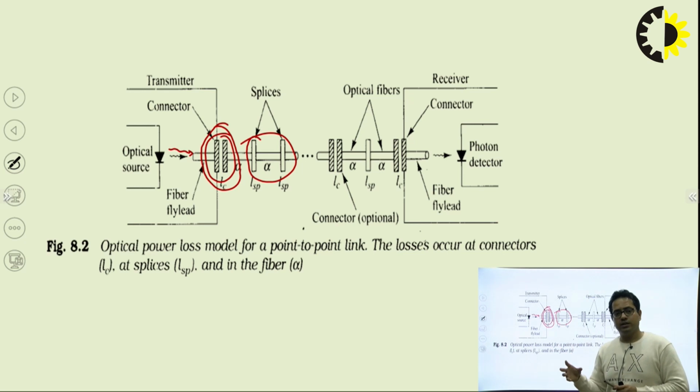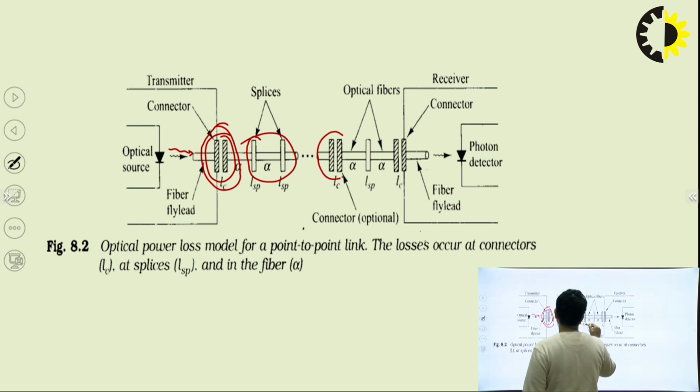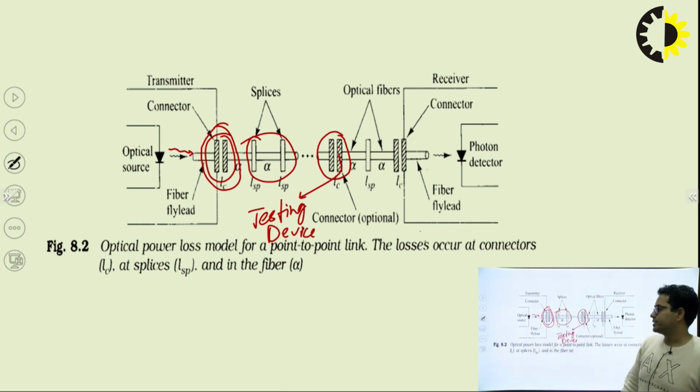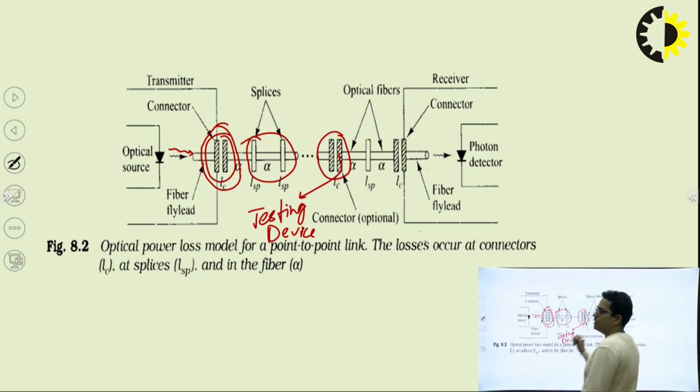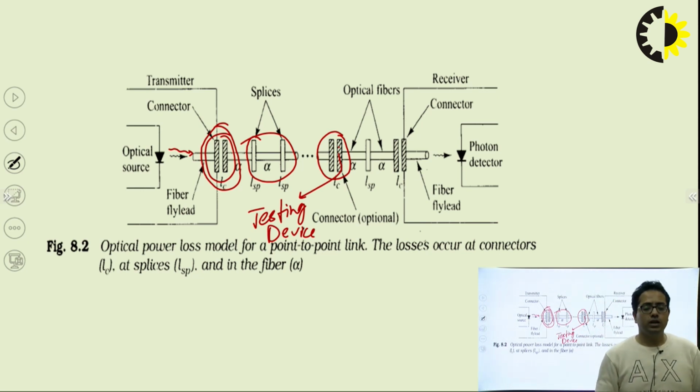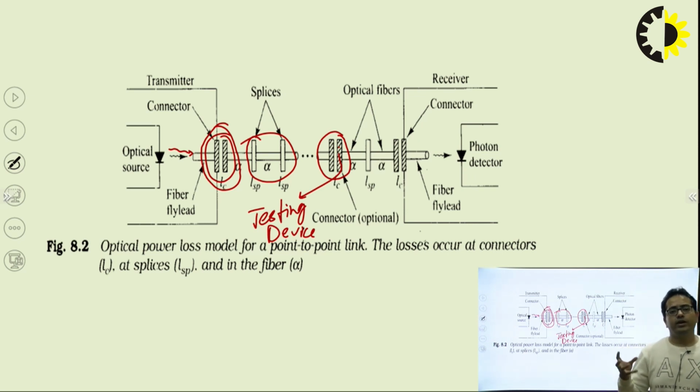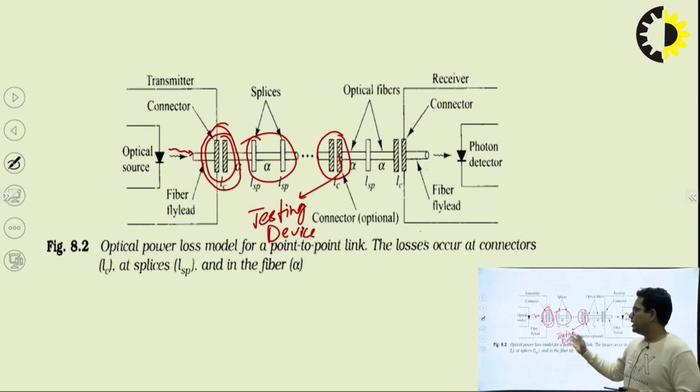If you want to do some testing, you need some test equipment, so your fiber should be connected with the test equipment. For that we need connectors whose other end will be directly connected to the testing devices. So if you want, you can use it. If you don't want to investigate the optical signals, then avoid this part and you can directly connect with the receiver.